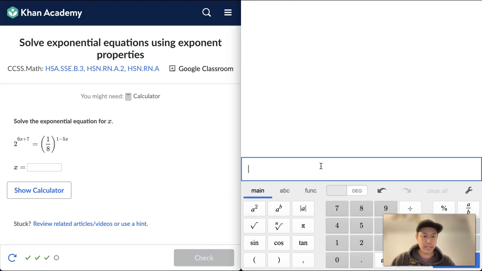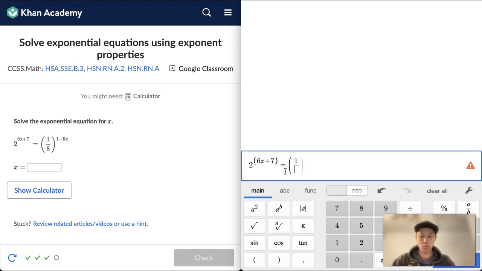Okay, so another example of having a fraction. This is a 1/8, so we're probably going to have to use a negative exponent with your 2. Okay, hopefully you realize that 8 is the same thing as 2 to the power of 3, so there should be a connection there. Okay, so we got 6x plus 7 in the exponent here equal to a 1/8 to the power of 1 minus 5x.